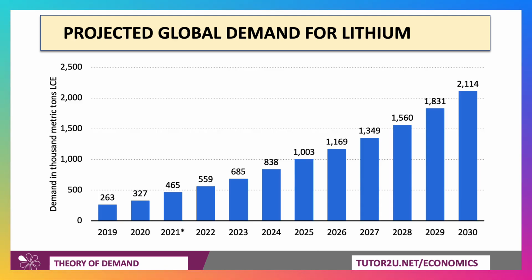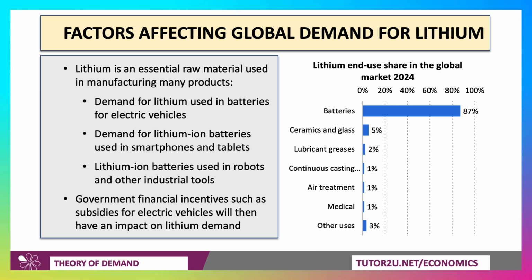Good example is lithium. Here's the projected global demand for lithium in the world economy. Lithium is an essential raw material used in manufacturing, used in batteries for EVs, used in smartphones and tablets, and batteries used in robots and other industrial tools. And you can see that in 2024, just under 90% of lithium's end use globally was for batteries, 5% for ceramics and glass, lubricants, greases, and so on and so forth. So the demand for batteries is causing a big outward shift in the global demand for lithium.